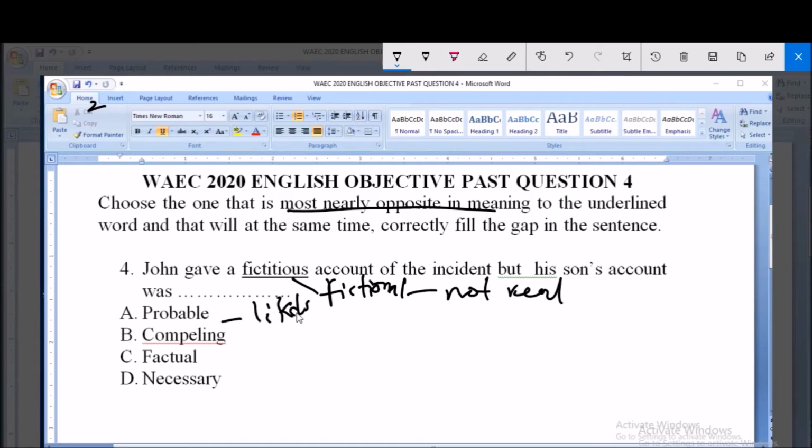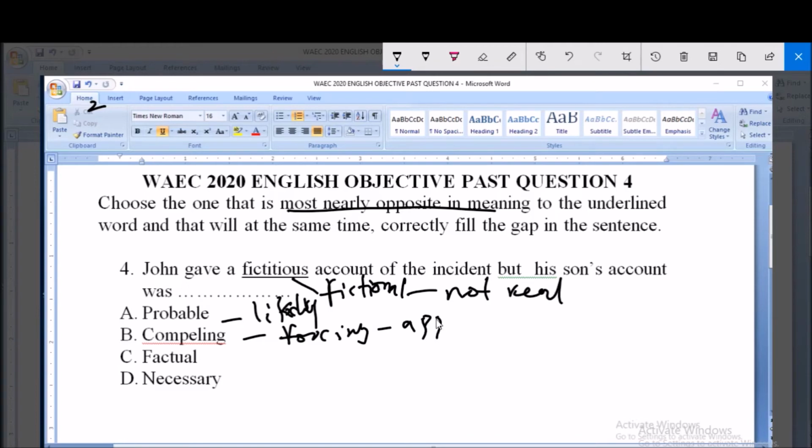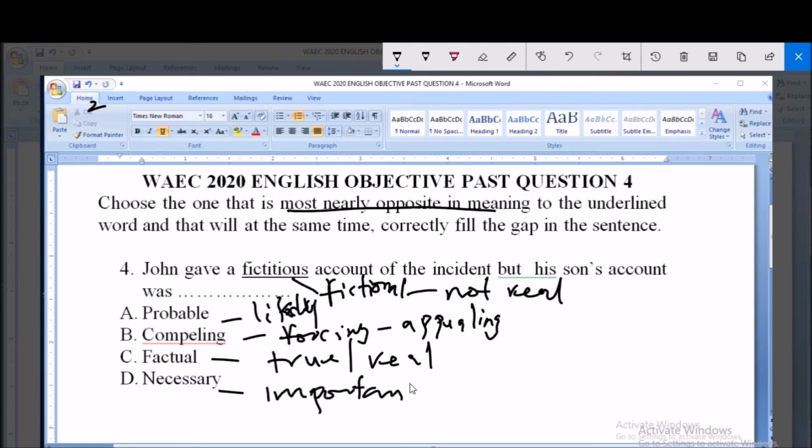So, likely. Then compelling means something that is forcing or appealing either to sight or to emotion. Then factual, when something is factual, it means that it is true or real. Then necessary is synonymous with important.